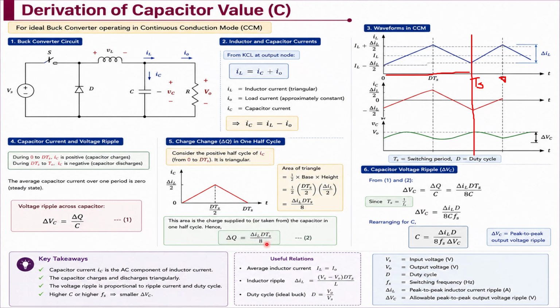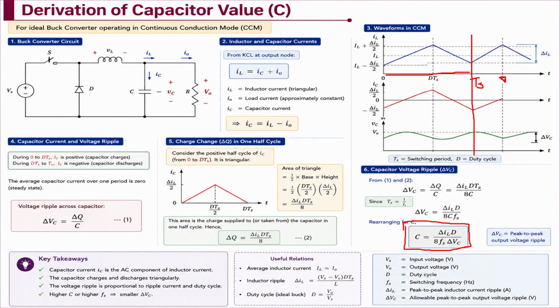When you substitute this delta Q in the equation delta Vc is equal to delta Q by C, we get delta Vc equal to delta IL DTs upon 8C. Now Ts can be written as 1 by Fs, since time period is the reciprocal of frequency. So delta Vc is equal to delta IL into D divided by 8C into Fs. So C is equal to delta IL into D divided by 8 Fs into delta Vc. With this equation, we are able to calculate the value of the capacitor. So keep this in mind.